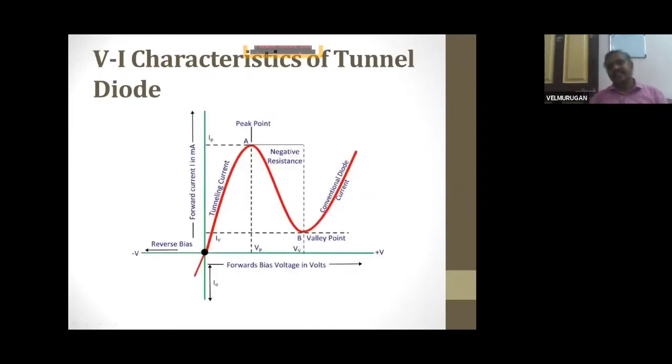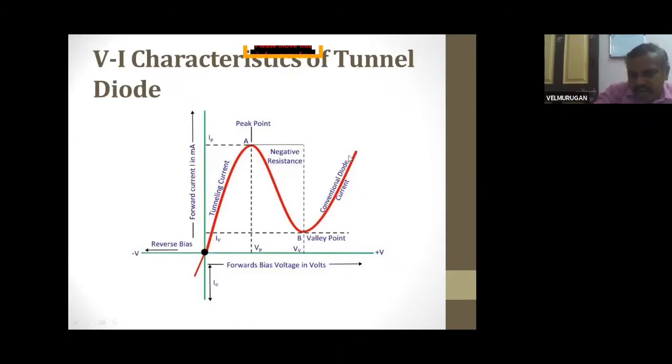Now the VI characteristics of the tunnel diode. See, there is the reverse bias; voltage is on the x axis and current in milliamps on the y axis. As you increase the voltage, the current increases until it reaches a particular point, the peak point. Then it comes back down to a particular point, then rises again. This increasing current is called the tunneling current. After the peak point, the current comes down, and this down region is the negative resistance.